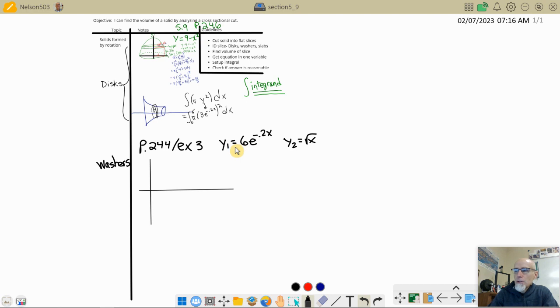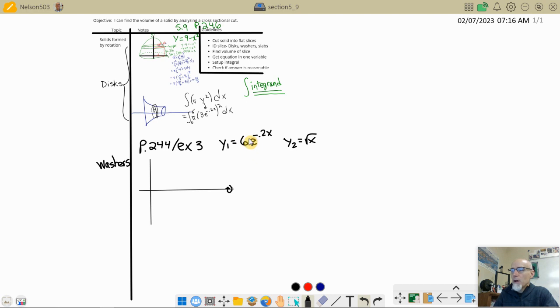There are two functions, y sub 1 and y sub 2. You can see them right here. And they're saying the region that we care about is going to be rotated around the x-axis. So I'm going to make a little arrow about my x-axis like this to remind myself I'm rotating about that axis.